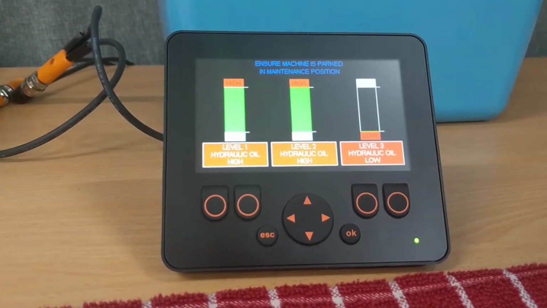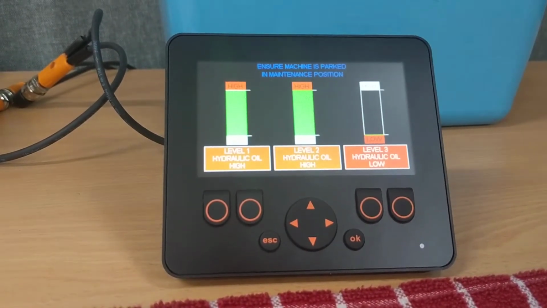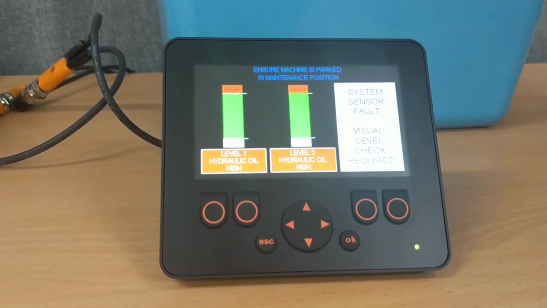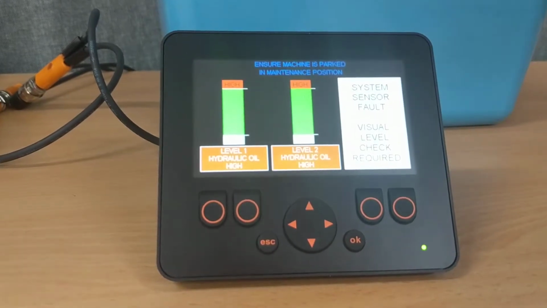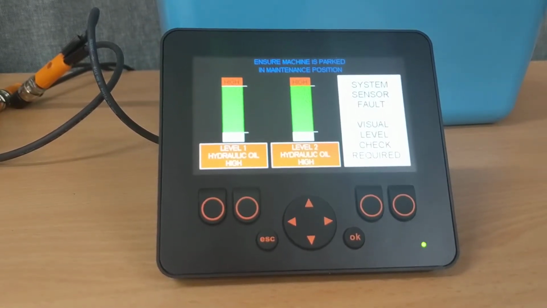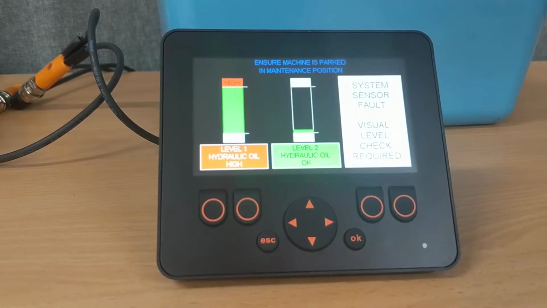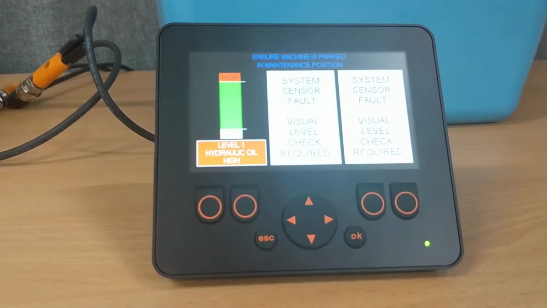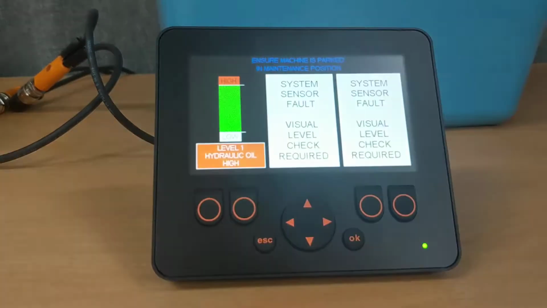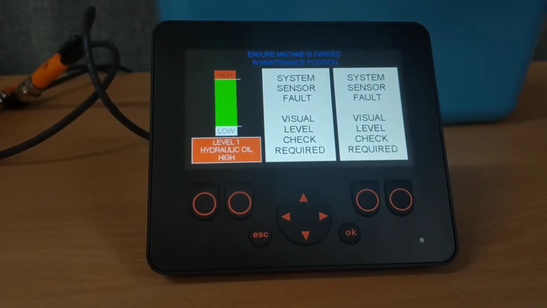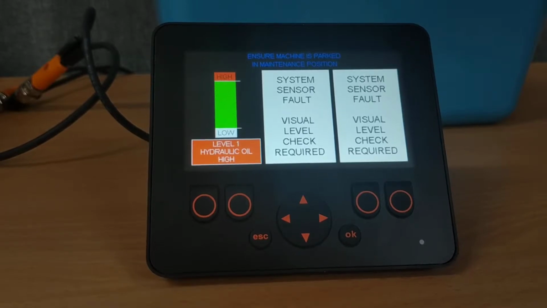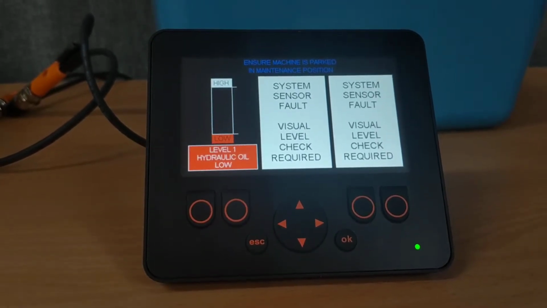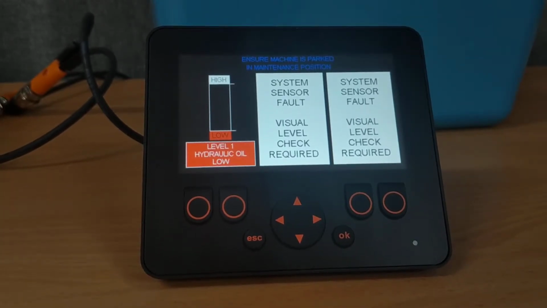Removing these sensors one at a time shows the disconnected sensor or a sensor with internal fault can be detected. This is sensor number two. And the final sensor slowly removing it from the tank.